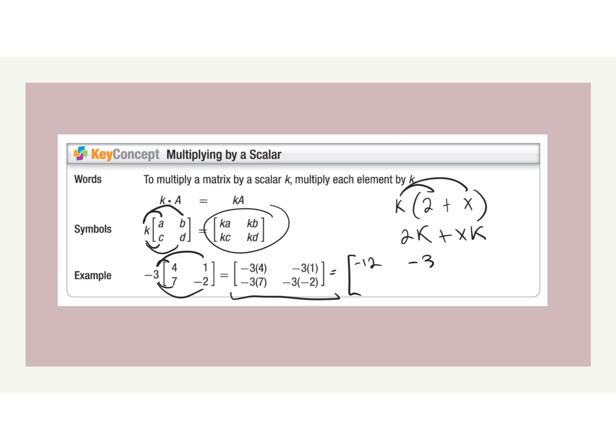Negative 3 times 1 is negative 3. Negative 3 times 7 is negative 21. And negative 3 times negative 2 is positive 6. So your answer would be this matrix right here, the final full solved out answer.